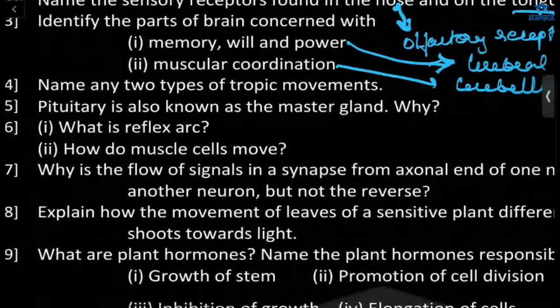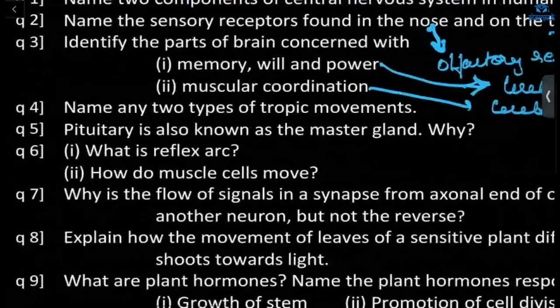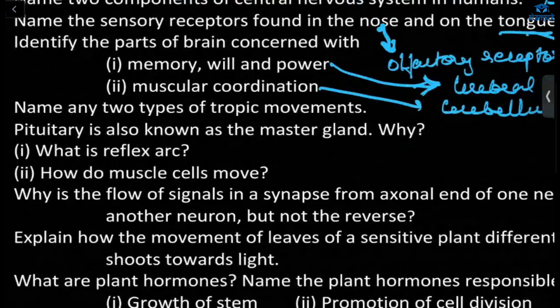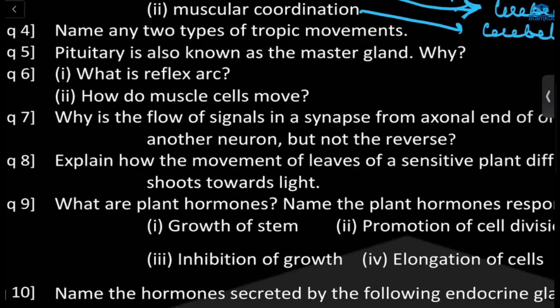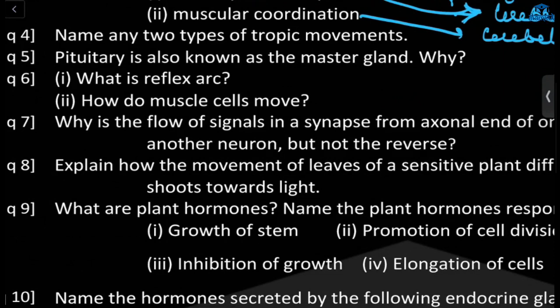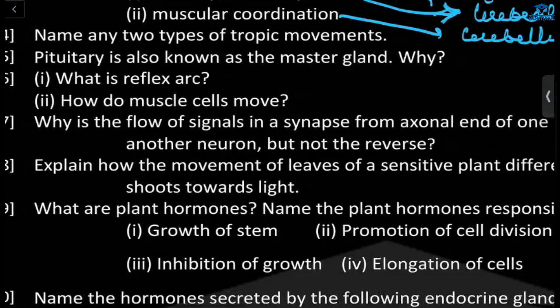Next one, fifth one. Pituitary is also known as the master gland. Why? Because the pituitary controls all the activity of other glands. That's why it is called the master gland. What is a reflex arc? The route which is taken by the nervous impulses in reflex action is called a reflex arc.